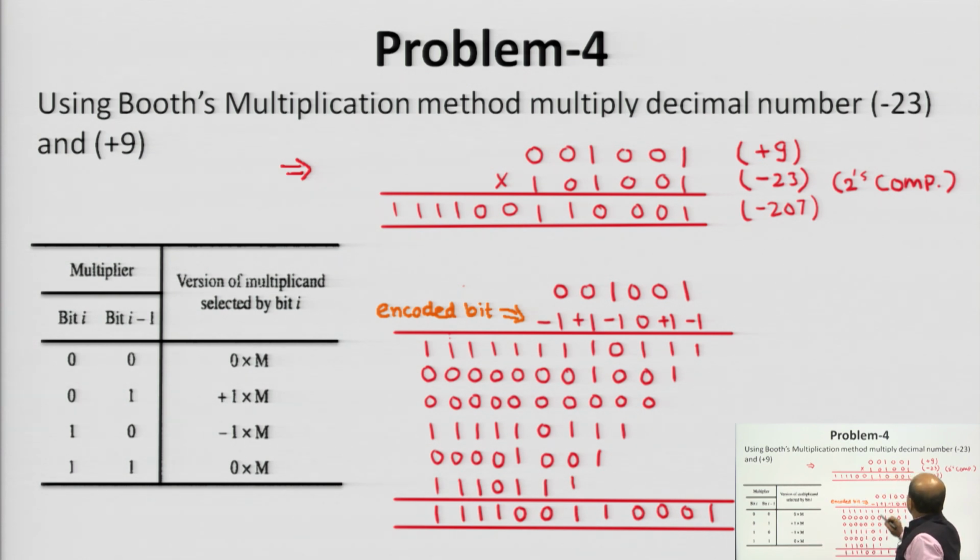Let us see, this is 1 0, where bit i is 1 and bit i minus 1 is 0. So, the 1 0 combination will become minus 1. Here, 0 1 becomes plus 1, 1 0 becomes minus 1, 0 0 0, and 0 1 becomes plus 1, and we assume 0 after the LSB. So, 1 0 will become minus 1.